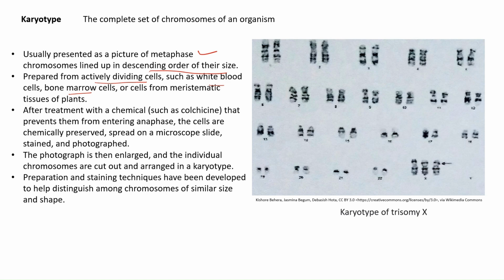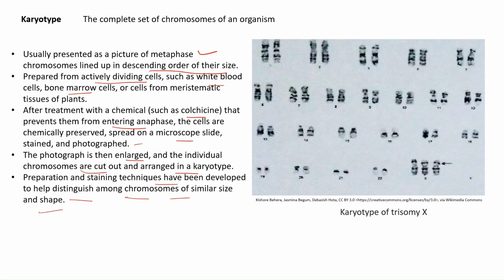Now, for its preparation, first, the cells are treated with a chemical called colchicine. This chemical prevents the cell from entering the anaphase. That means it stops the process of cell division so that the cells get halted at the metaphase stage only. Once the cell division is stopped, the cells are chemically preserved, spread on the microscopic slide, stained and photographed. The photograph is then enlarged and the individual chromosomes are cut out and arranged in a karyotype. The preparation and staining technique have been developed to help distinguish among chromosomes of similar size and shape.